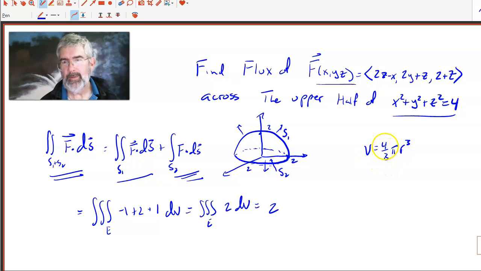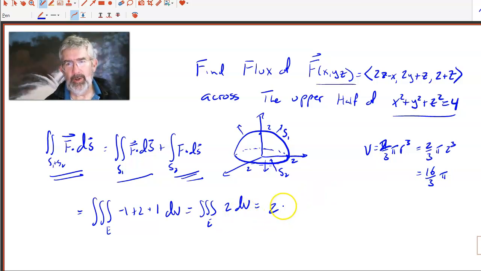Well, the volume of a sphere is 4/3 pi times the radius cubed. So a hemisphere is going to be half of that, so let's turn that 4 into a 2. And the radius here is 2, so I've got 2/3 pi times 2 cubed, which is 8, which is 16/3 pi. So the volume of the hemisphere is 16 pi over 3. So the triple integral of the divergence over this hemisphere is 32 pi over 3.